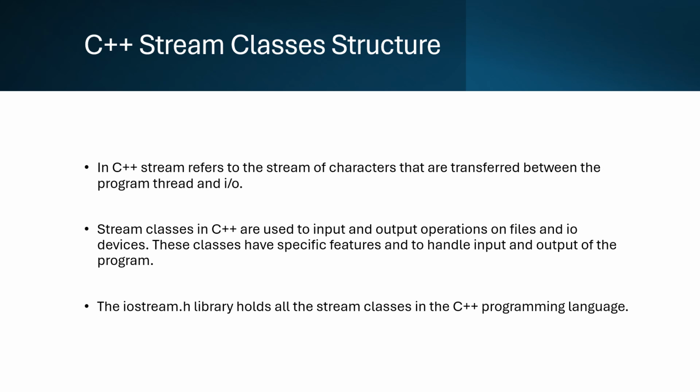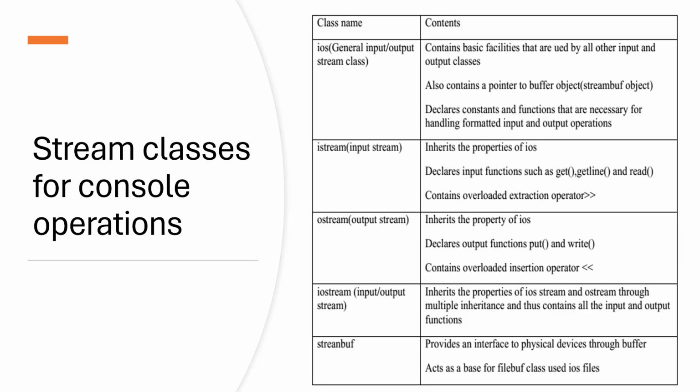The fstream library holds all the stream classes in the C++ programming language. So this fstream is done in a hierarchy with the base class. It carries all the stream classes header file. So here are the stream classes for console operations. So here first IOS, a general input output stream class.